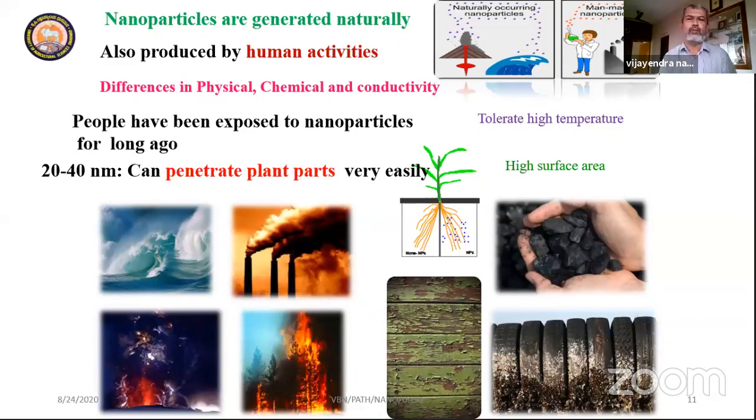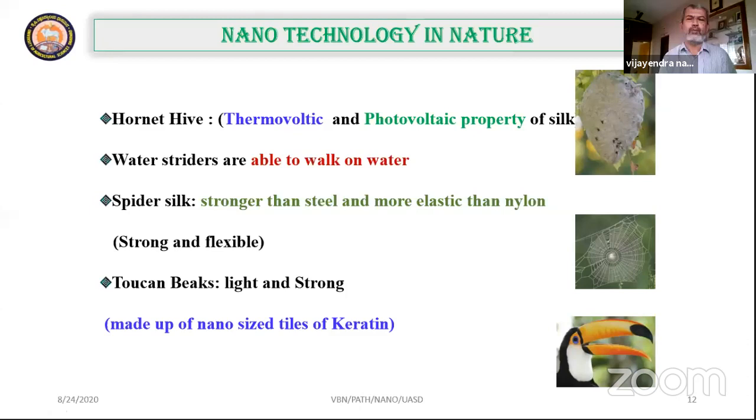So naturally, we can find a beautiful example for these things. There are some insects which practically float on water. We call them water striders. So what are they? They have practically nanoparticles on the surface of the legs. What is that? It is what we call hairy-like structures that they have.